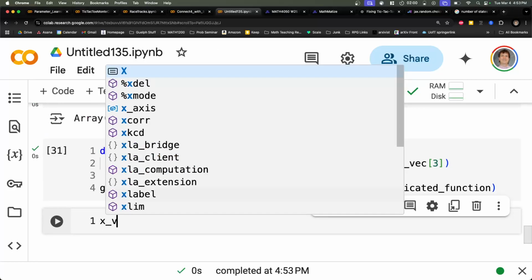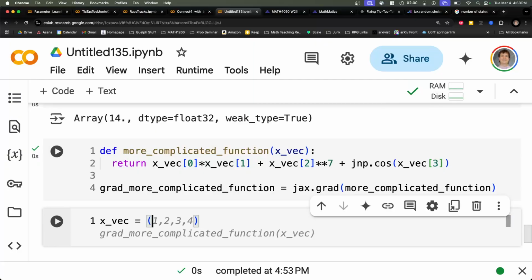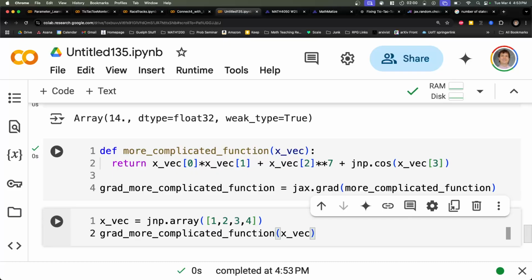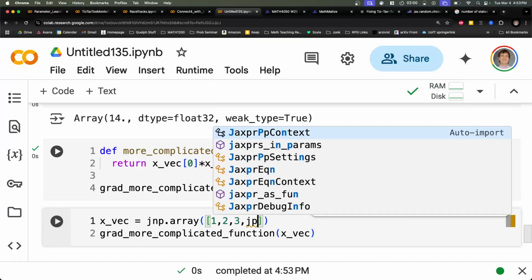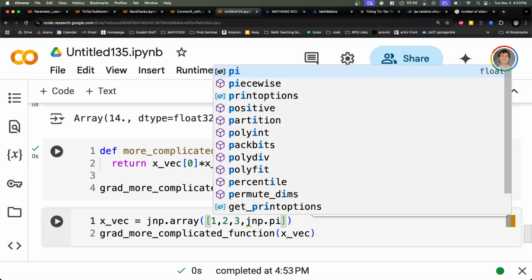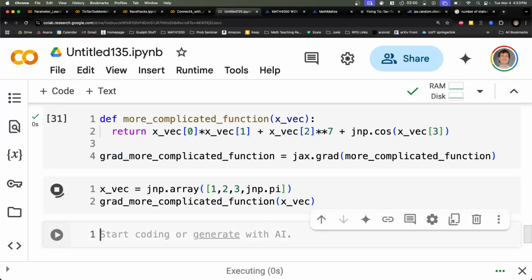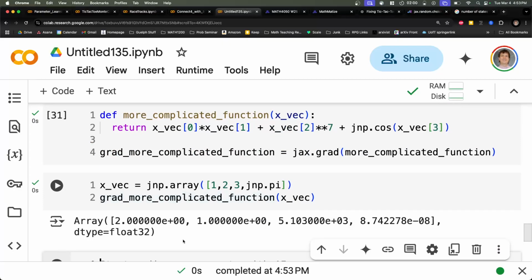So let's make the vector jnp.array 1, 2, 3, 4. Say, actually, I should make the last entry something with pi. jnp.pi. Yeah, that's very nice. Okay, and then we can get the gradient, and it'll just calculate the gradient for us. And it's telling us the gradient is 2, 1, 5.1, 8.7 times 10 to the minus 8.